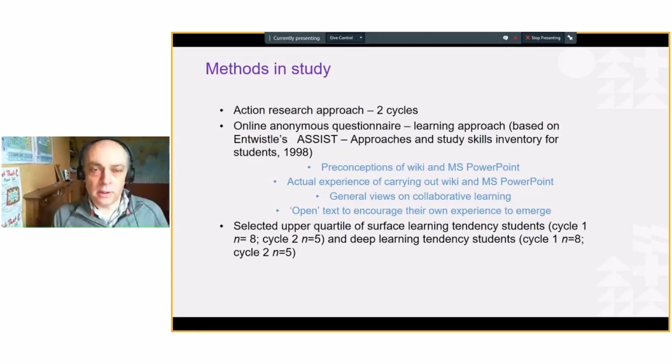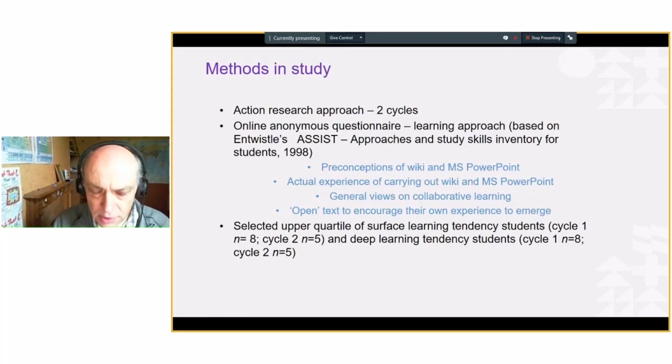My action research study had 2 cycles in it, separated by a year, so with 2 cohorts of students. I gave them an online questionnaire afterwards, asking them about their perceptions of the wiki and the PowerPoint, their experience of actually carrying out the wiki and the PowerPoint, what they thought about collaborative learning in general, and I also encouraged them to explore some of their feelings about collaborative learning, particularly online learning, with their experience of doing these wikis.